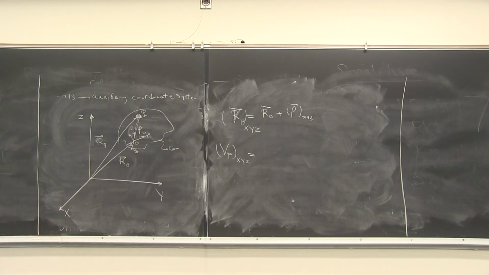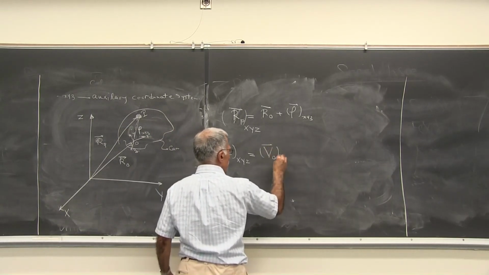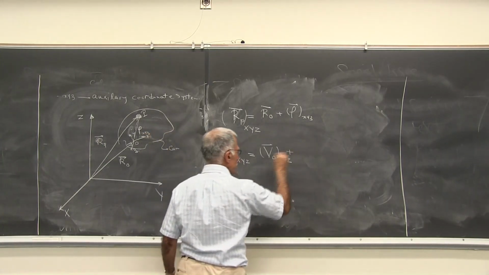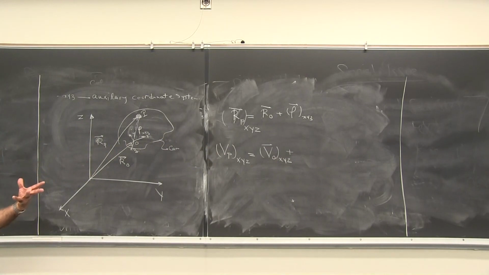Forget about the particle inside. Just the car itself. I don't care whether there is an astronaut inside or not. What is that velocity? You pick one coordinate system that you have, either cylindrical, spherical, or Cartesian. So R dot O means the velocity of point O with respect to x, y, z. Plus, now you have to make a derivative of that vector, rho.